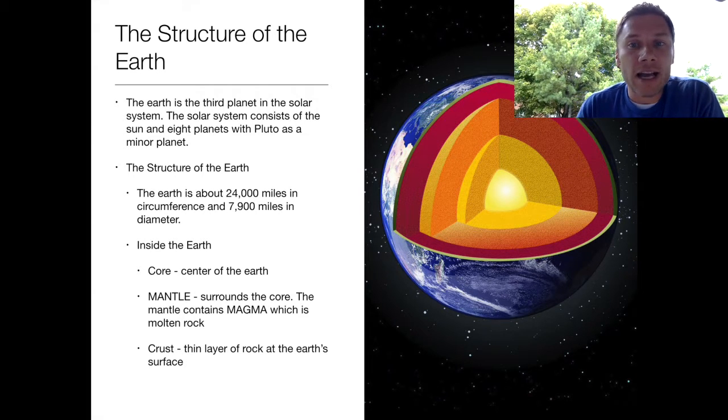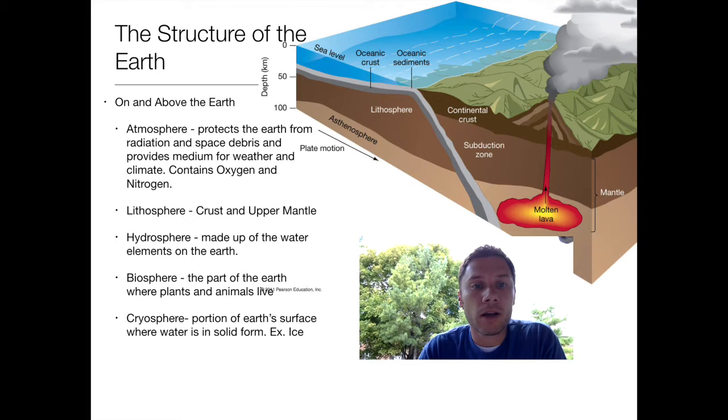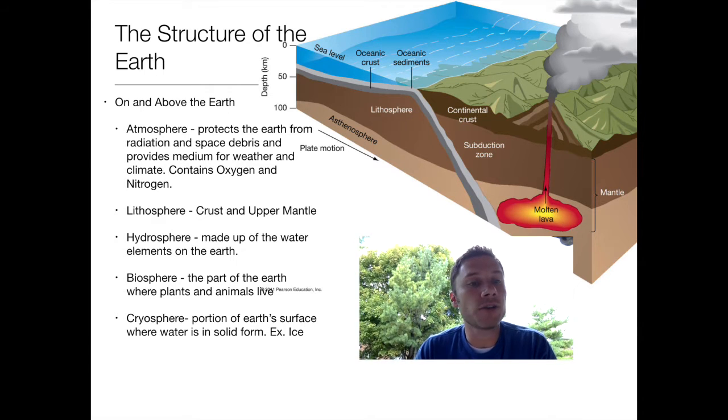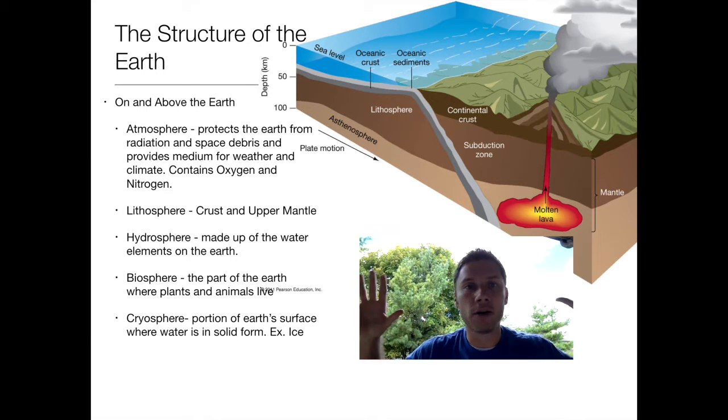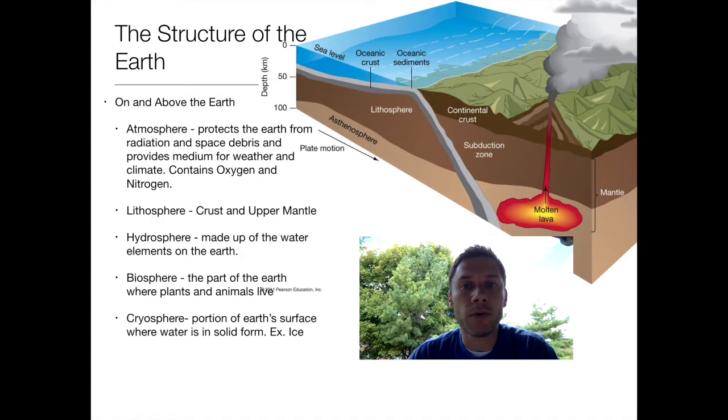But that is part of the next layer, just outside of the core. Then we have the crust, and that's the thin layer of rock at the Earth's surface. So looking at the structure of our Earth here, above those layers, we can look at our atmosphere. Our atmosphere is what is going to protect us from radiation, space debris, and it contains oxygen and nitrogen. And it's all up here around us, and some of it we can study and we can understand the things that make up all of our atmosphere.